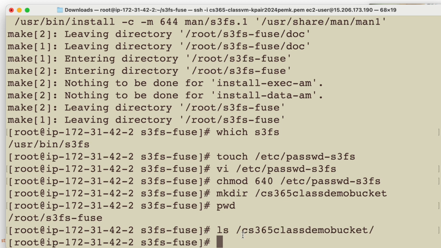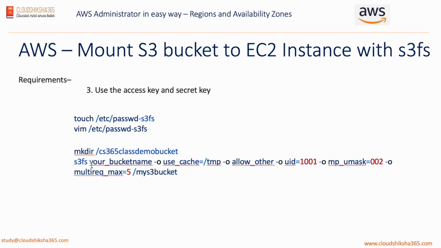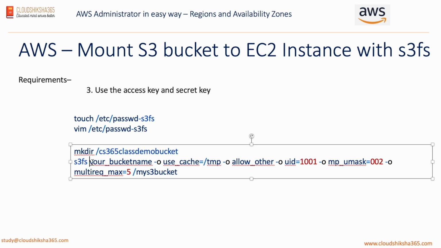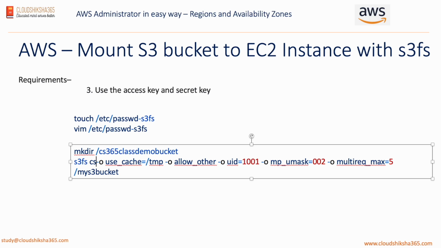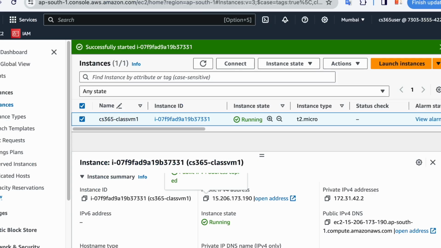Now what we will do, we will mount this directory to our S3 bucket, and for that we need to use this command. But you see here, your bucket name. So this your bucket name is actually the bucket name. So let's take a look at what the bucket name is from our S3 section.